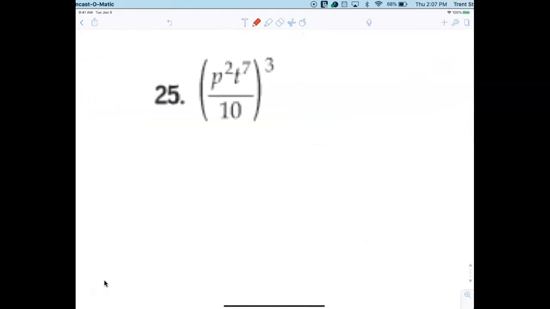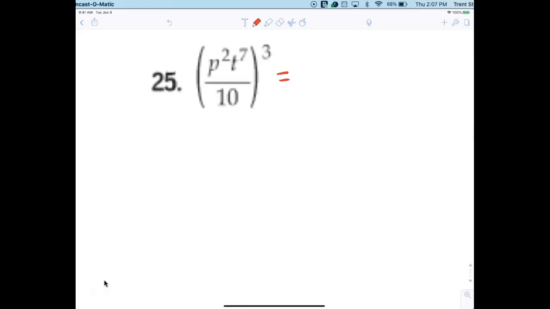Go. It would be P6, good. T21, good. And then it's 1,000. Say it. 1,000. Right? 10 to the third is a 1 with 3 zeros. That's an easy way to do that.